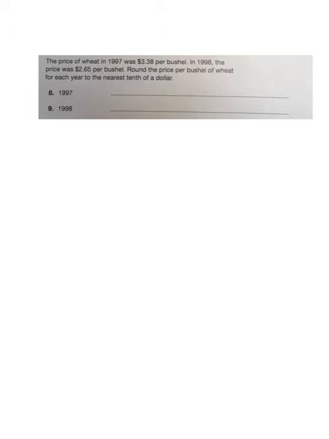Okay, for numbers 8 and 9, we're talking about wheat again. Wheat must be the exciting topic of the day in math class. It says the price of wheat in 1997, holy cow, that was a while ago, was $3.38 per bushel. I don't know if you guys know what a bushel is. It's kind of like a basket of something that's about this big. This is a bushel.